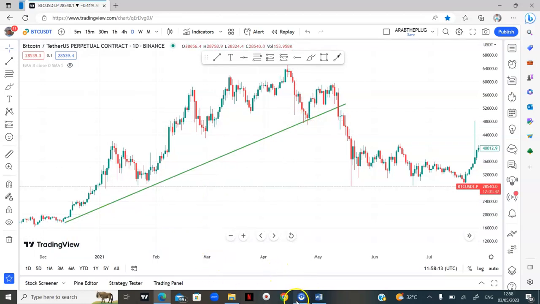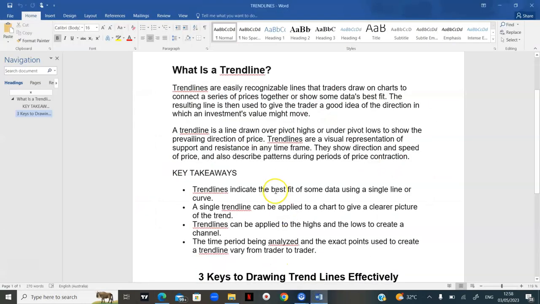Before we talk about how to draw a trend line, let's talk about what a trend line actually is. Trend lines are easily recognizable lines that traders draw on charts to connect a series of prices together or show some data's best fit. So what we do with a trend line on the chart is use it to connect a series of points on the chart together.